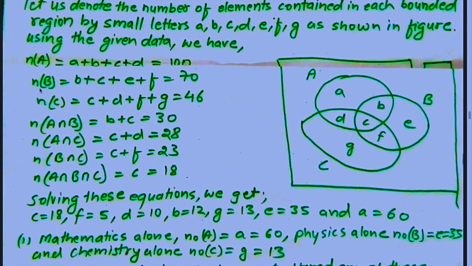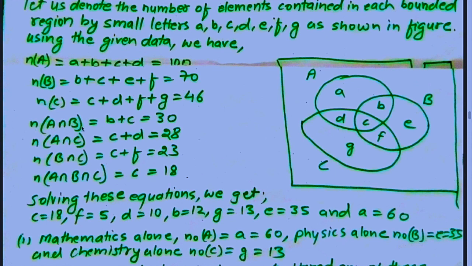Now the intersection of A and B equals B plus C plus E plus F, which is 70. And the intersection of C equals C plus D plus F plus G, which equals 46.